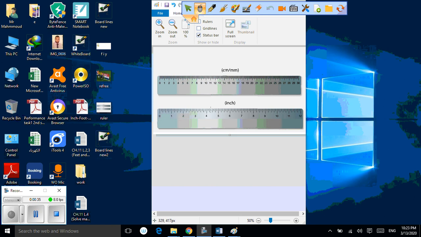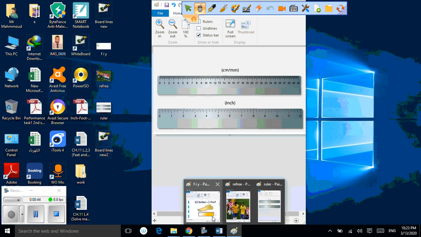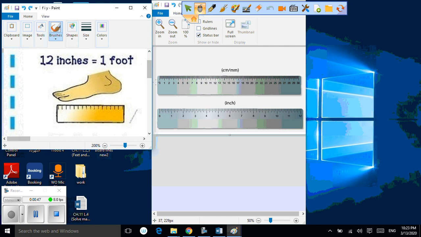Look at this picture. This ruler, which equals 1 foot, is the same as a lot of rulers in our homes. If your ruler has two measurements, you will find that one of them is in centimeters and the other in inches. If your ruler is a 30 centimeter ruler, you will find that it has 12 inches.